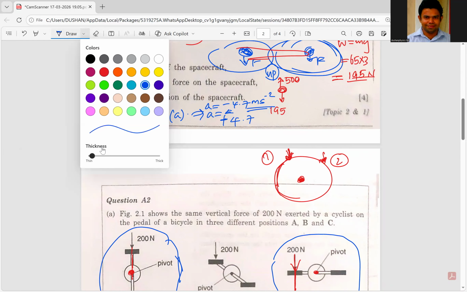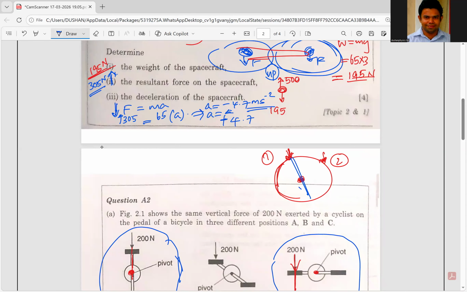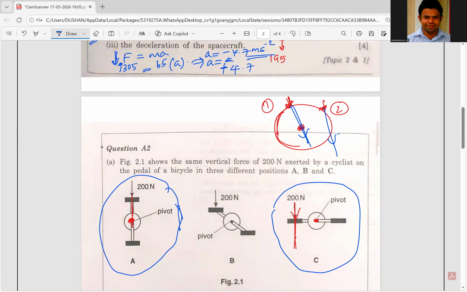Yes, sir. In the first one it doesn't move. Why? Because it crosses the pivot. In the second case, yes, it rotates. Why? It does not cross the pivot. Therefore, don't take A and C as equal. No, it's a completely different case, because of what we call the line of action.